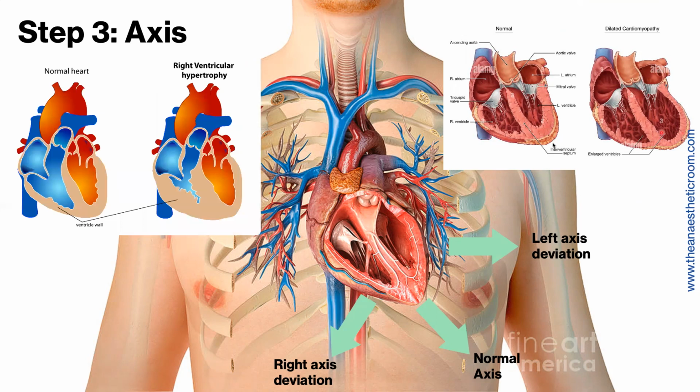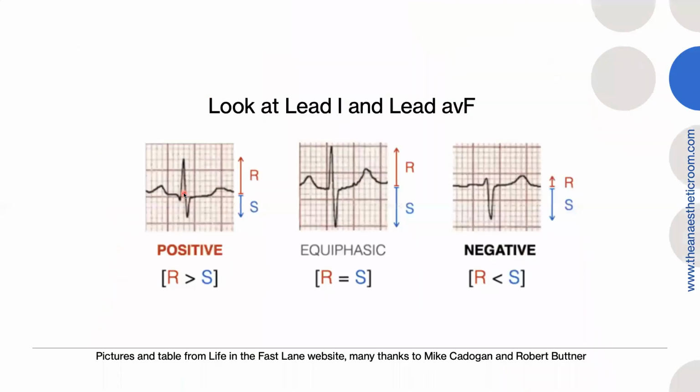The same thing happens on the right side in conditions that affect the right side of the heart, such as a pulmonary embolus or chronic pulmonary hypertension. What you then get is the right side of the heart enlarges, and the signal goes from the SA node to the AV node down the bundle of His, and then instead of coming down towards the apex down here, it might come a little bit this way towards the right, and that is right axis deviation.